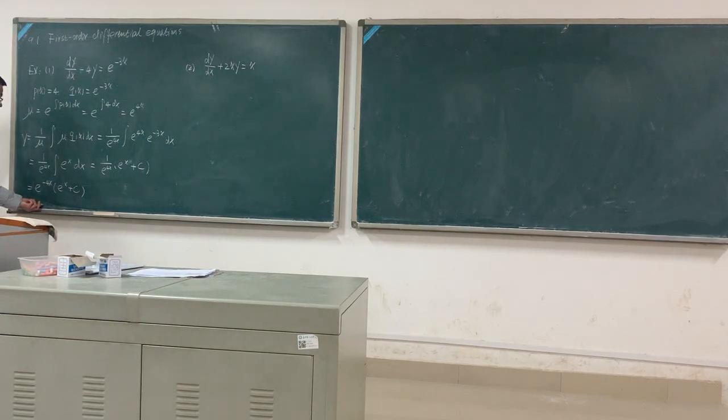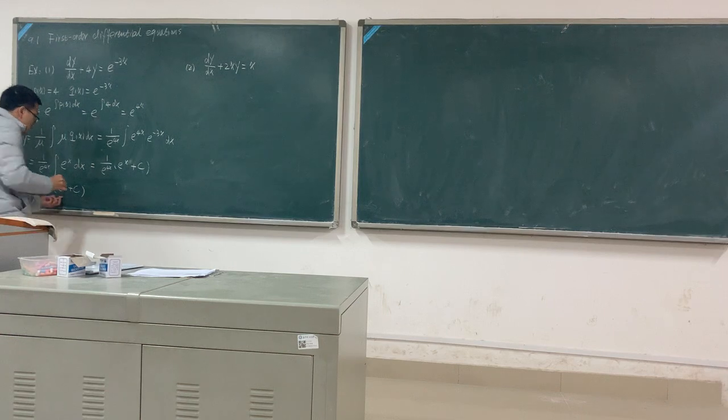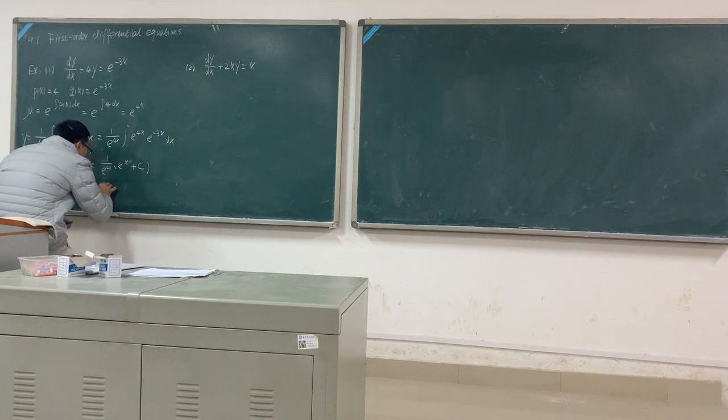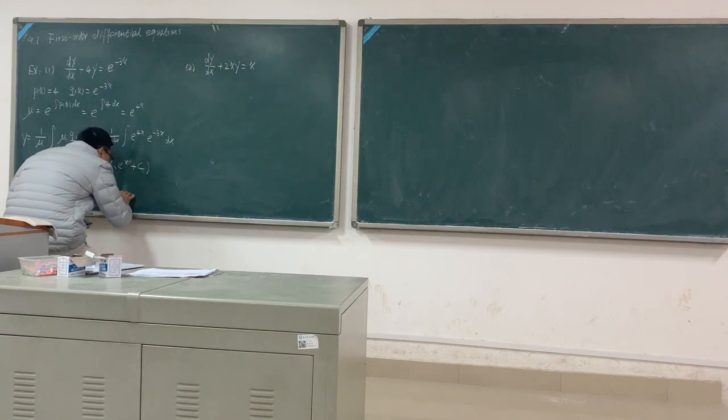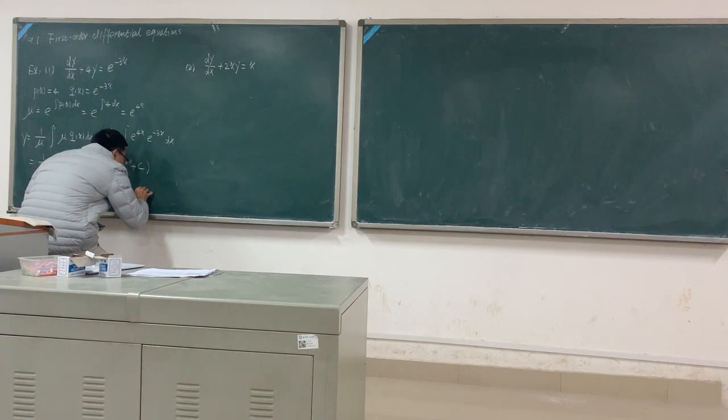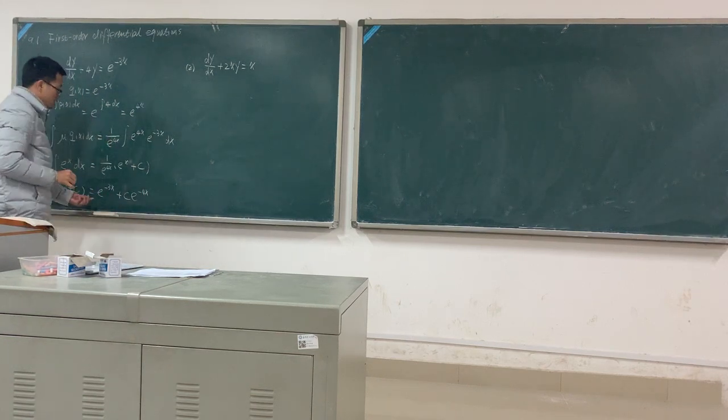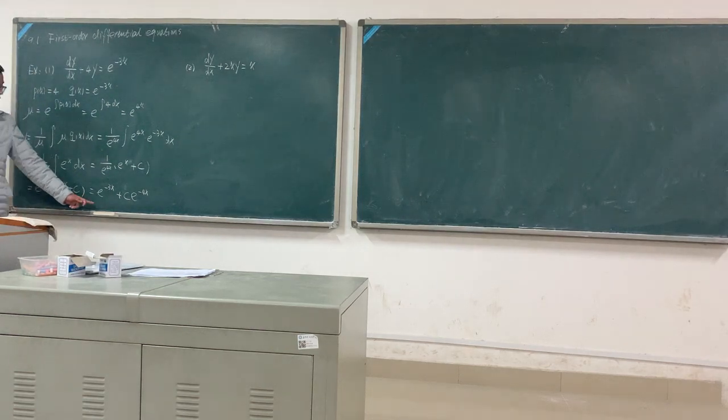So the result, you can see, e to the power minus 4x times e to the power x. The first term is e to the power minus 3x, and the second term is plus c times e to the power minus 4x. So this is the answer.